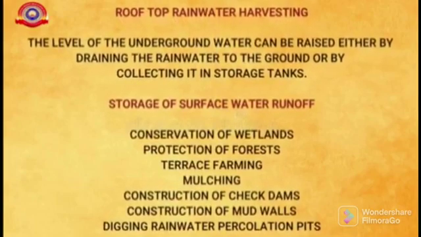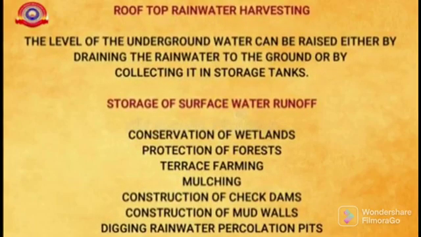Rooftop rainwater harvesting. The level of the underground water can be raised either by draining the rainwater to the ground or by collecting it in storage tanks. Storage of surface water runoff. Conservation of wetlands. Protection of forest. Terrace farming. Mulching, construction of check dams, construction of mud walls, and digging rainwater percolation pits.